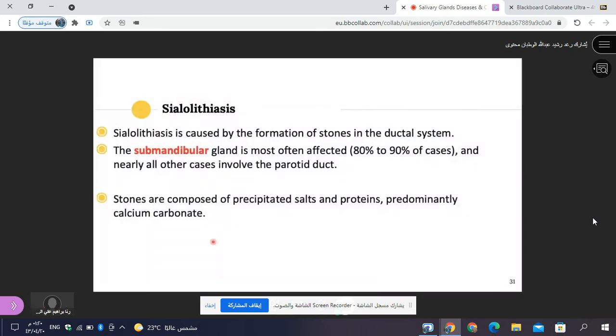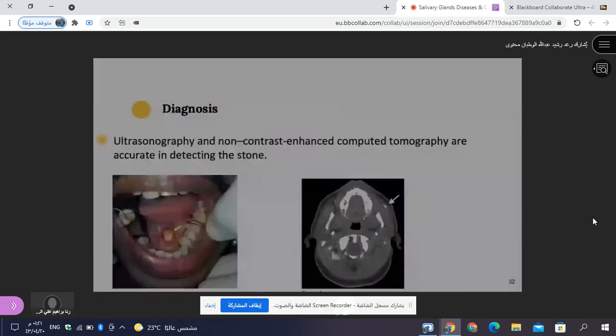Okay, the salivary stone is caused by the formation of stone in the duct system, and this mainly affects the submandibular gland. And I want to ask you, anyone here knows what is the component of the salivary gland stone? Protein and calcium carbonate. Yes, excellent. Thank you. Exactly. Next slide.